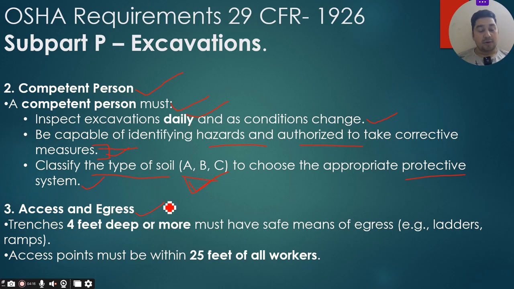Then the third requirement is access and egress. Trenches that are 4 feet deep or more must have a safe means of access and egress, such as ladders or ramps. When you are placing any access, the access point must be within 25 feet of all workers. Let's say this is the excavation here, and you are keeping the ladder at this point, and the worker is working at this point. This distance should not be more than 25 feet, because the worker has to travel to reach the ladder. So you have to keep a ladder within 25 feet of all workers.